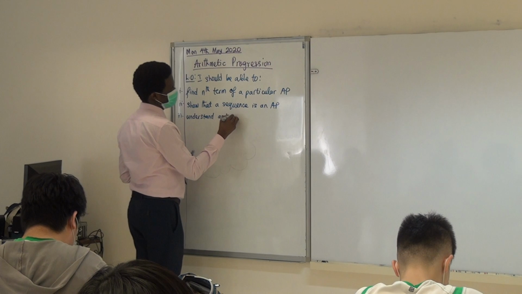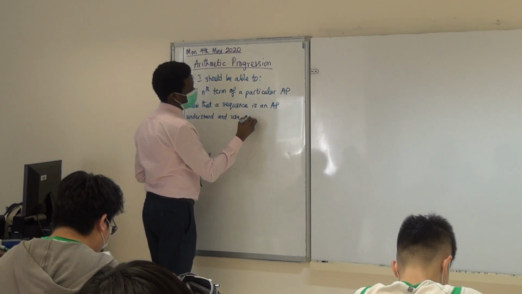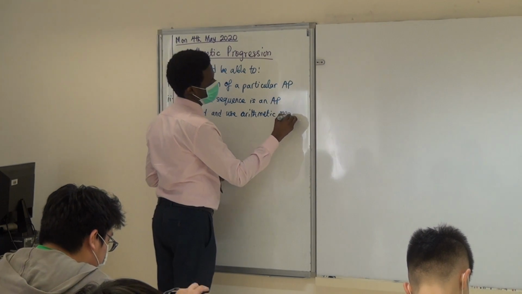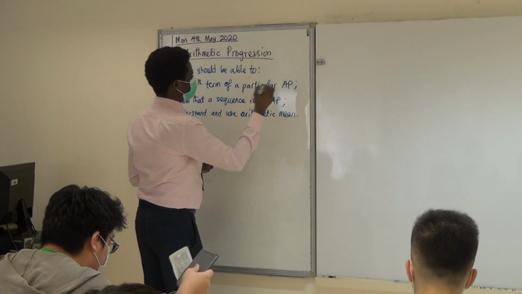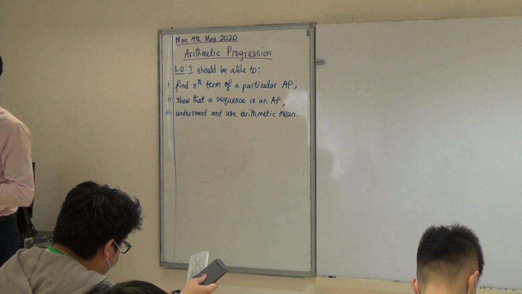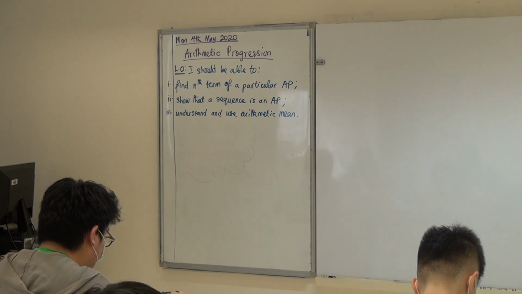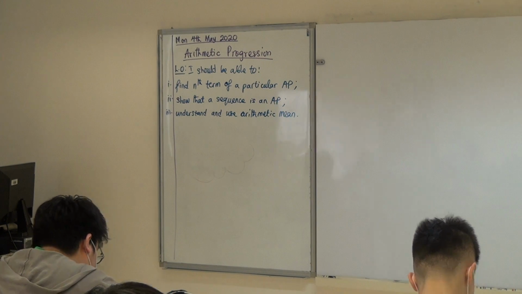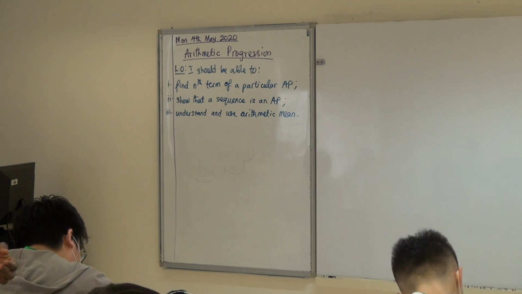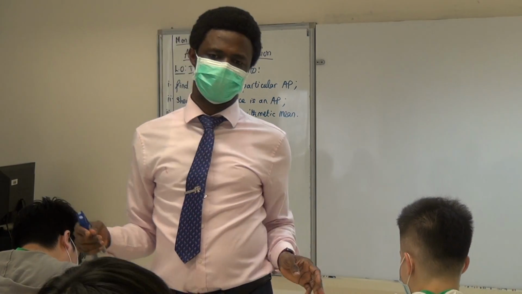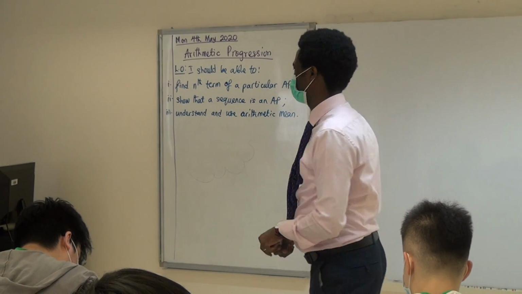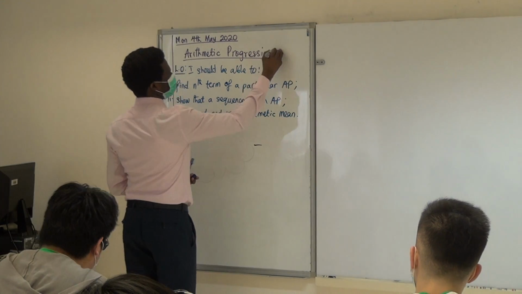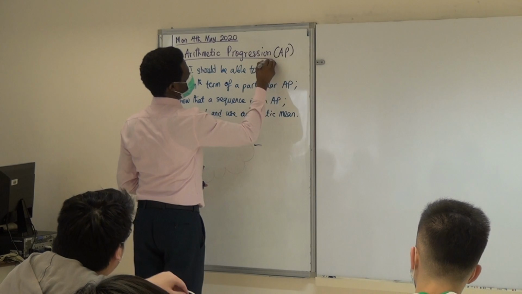Understand and use arithmetic mean. So if we're able to achieve this in the double period, if we have some extra time, it could be for practice. Extra time could be going to sum of AP if we are fast enough. Otherwise, tomorrow we look at sum of AP and that's all. Okay? Then we can go to G. So again, arithmetic progression is what we mean by AP.